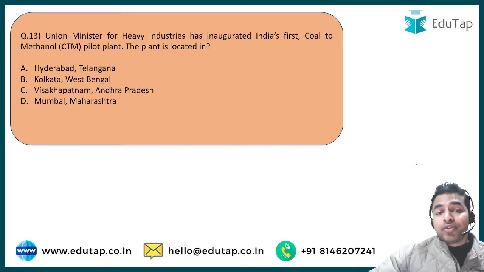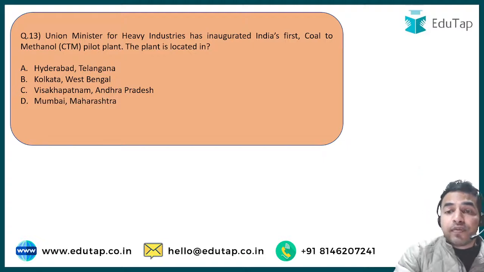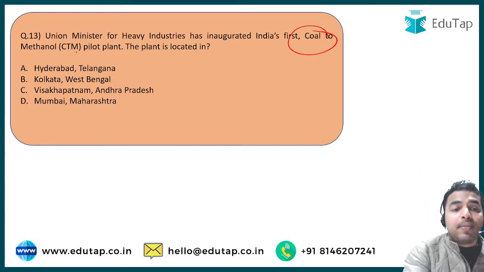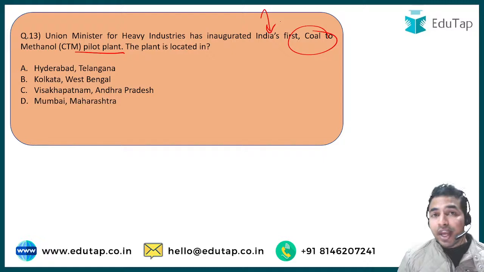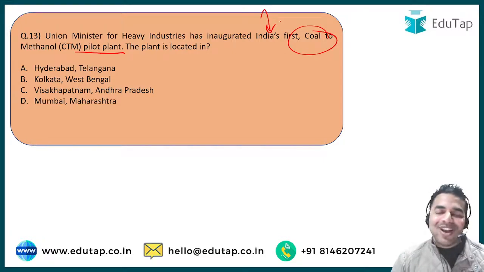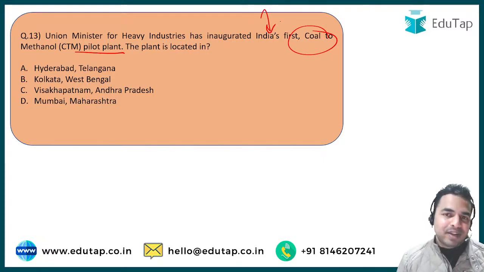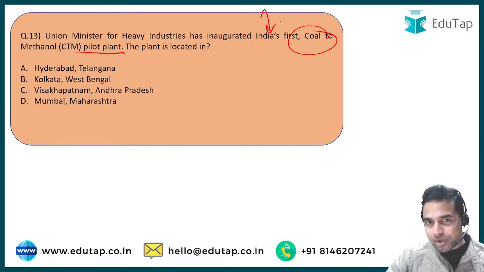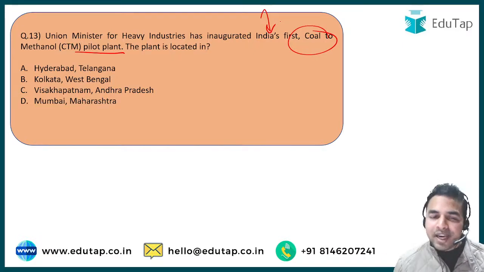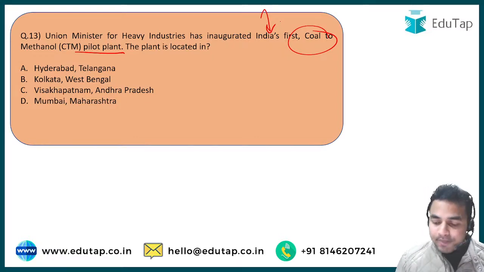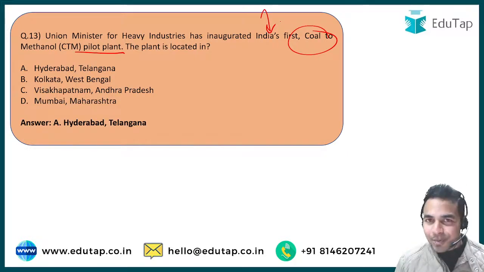Now let's move on to the next question. The Union Minister for Heavy Industries has recently inaugurated the first coal to methanol pilot plant of India. Here you are required to just identify the location of this particular plant. If you have read about this plant, it is going to be very easy for you to identify where exactly it is located. The right answer to this question is option A, Hyderabad, Telangana.